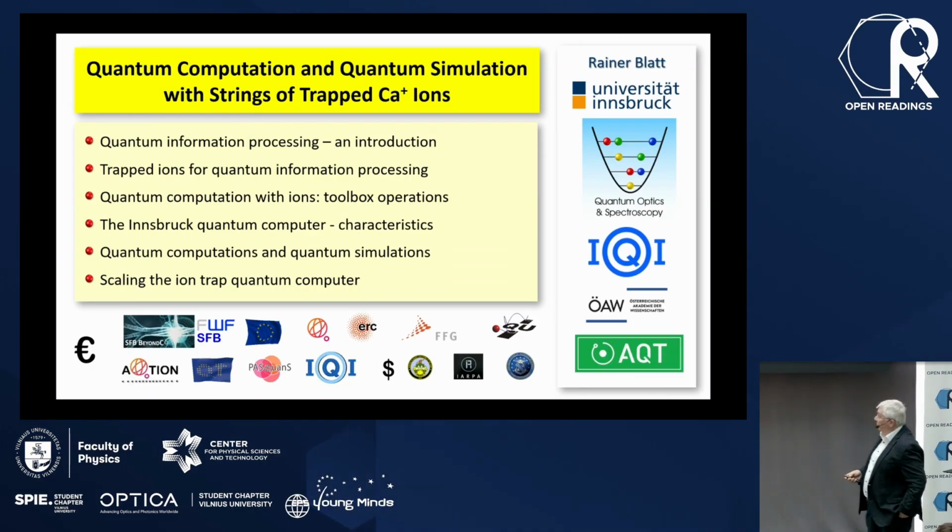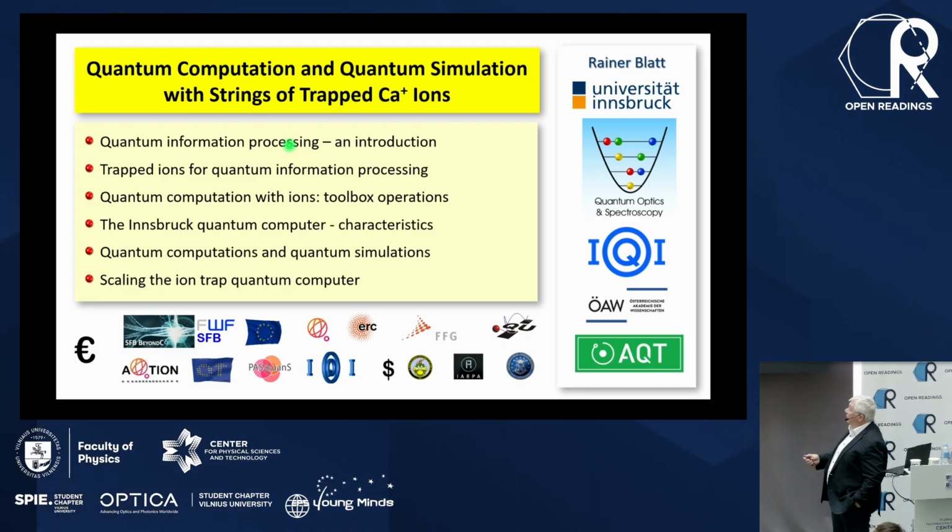But let me just briefly introduce you to the menu of today's talk. What I would like to set out first, I would like to give you some information on quantum information processing as an introduction, how we do that in general. Then how we do that with trapped ions and how we use them in quantum information processing. Briefly tell you what the toolbox operations for these ions are, and then show you how the Innsbruck quantum computer works and what its quantum characteristics are these days. Then just a few examples on quantum computations and simulations. And finally, I would like to conclude with a few remarks on how we intend to scale the system up to larger quantum devices.